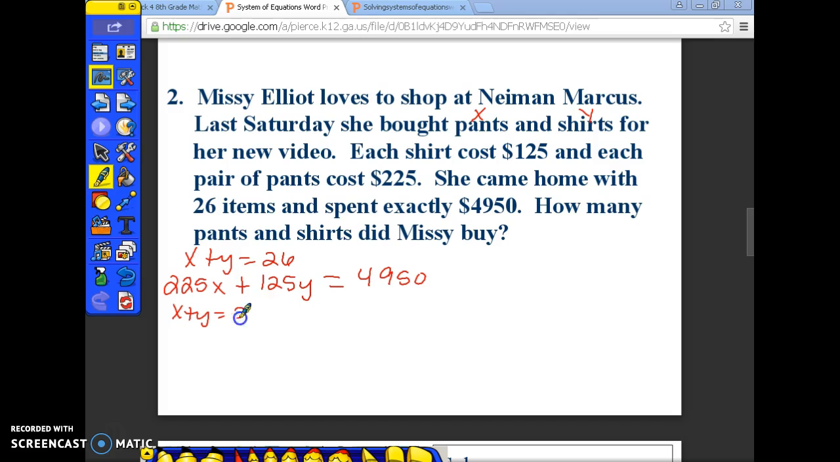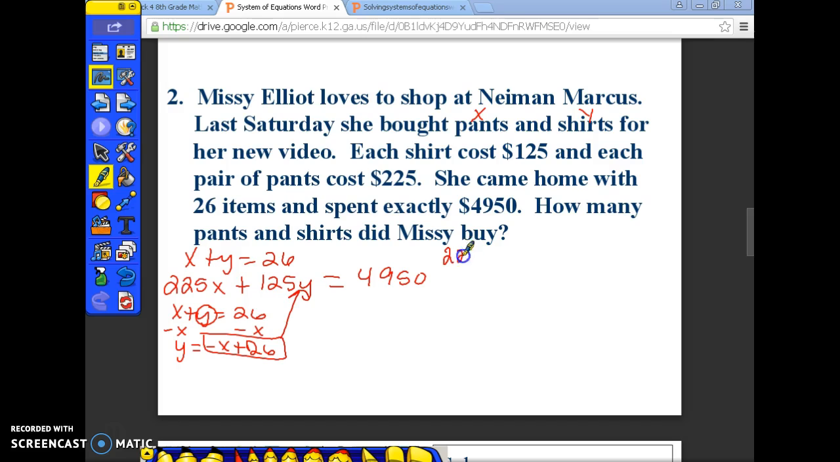So X plus Y is 26. I'm going to isolate my Y. So I'm going to subtract X from both sides. And Y equals negative X plus 26. I'm going to substitute that in for Y in the other equation.